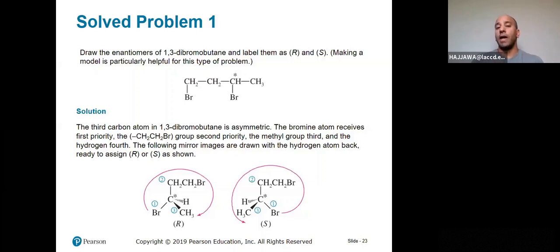These are enantiomers. So the moment you see that you have a pair of compounds, one of them is an R and one of them is an S, you don't need to think twice. That makes the two structures enantiomers right away because they are mirror images of each other, non-superimposable.